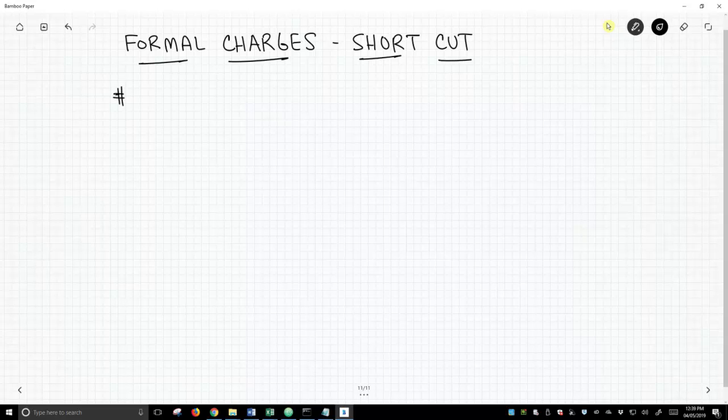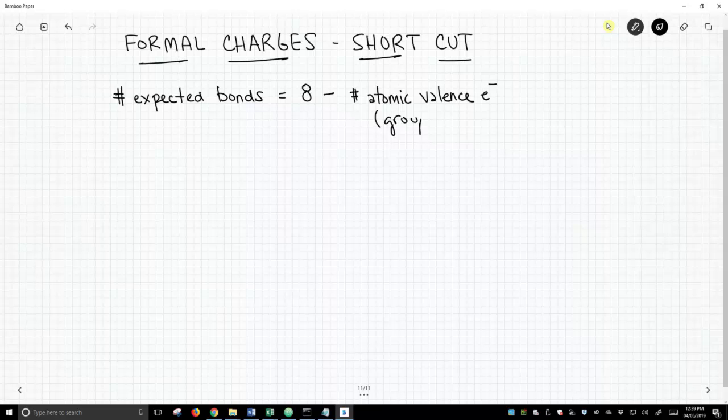So to use the shortcut, we need to know the number of expected bonds for our particular atom. And our formula for this is the number of expected bonds is 8, which comes from the octet rule, minus the number of atomic valence electrons. So this idea of knowing the group number still applies.